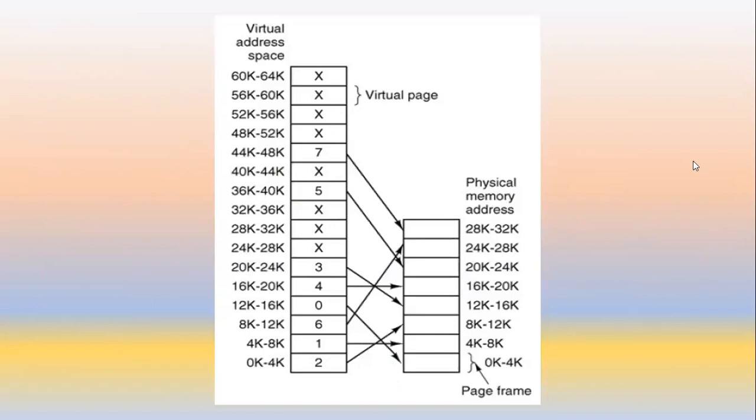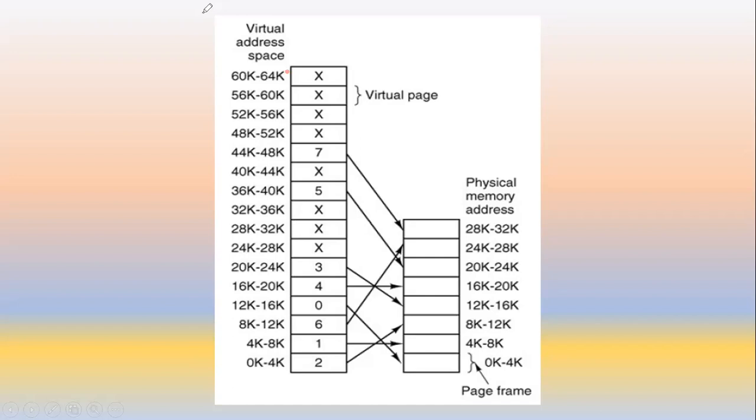So this is the diagram, my dear students, that we're talking about. You can see that the virtual address space runs from 0 kilobytes all the way to 64 kilobytes. In this case, 0 kilobytes to 4 kilobytes forms what we call a page, or a virtual page. For example, this is a virtual page. This is another virtual page. And therefore, we have several pages: 1, 2, 3, 4, 5, 6, 7, 8, 9, 10, 11, 12, 13, 14, 15, 16. So those are 16 virtual pages.